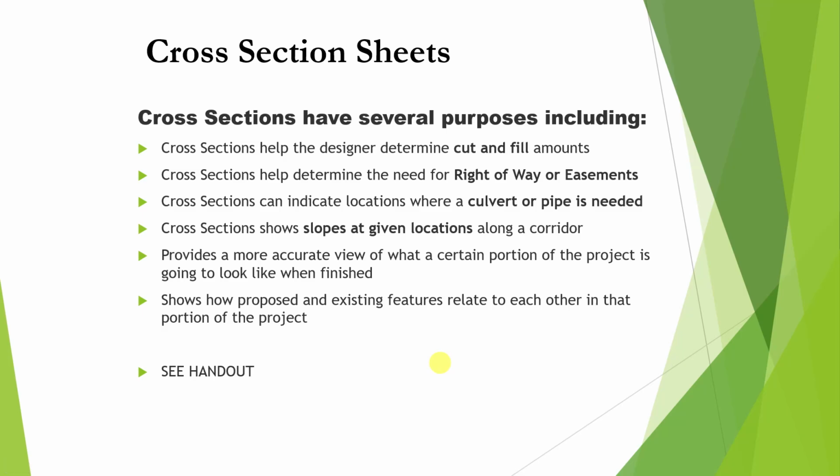It indicates locations where culvert or pipe is needed. Cross sections also show slopes at given locations along the corridor, provide a more accurate view of what a certain portion of the project is going to look like when it's finished, and show how proposed and existing features relate to each other in that portion of the project.